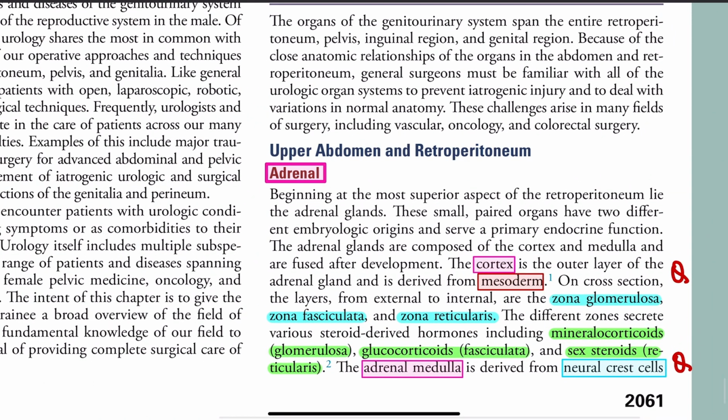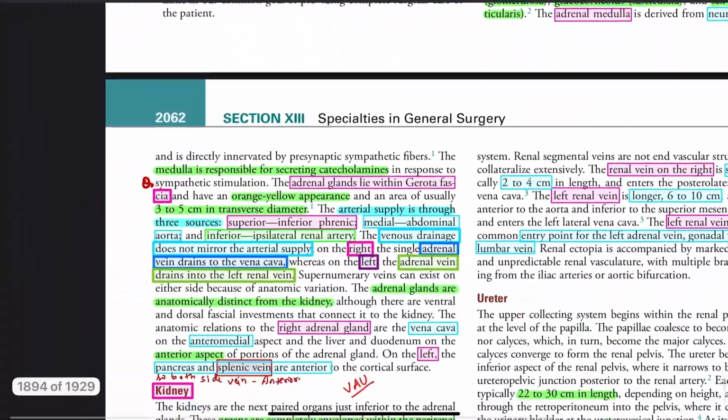So the cortex is derived from the mesoderm, and the adrenal medulla is derived from the neural crest. The layers of the cortex are GFR, that is glomerulosa, fasciculata and reticularis. It secretes mineralocorticoid from the glomerulosa, glucocorticoid from the fasciculata, and sex steroid from the reticularis. There is one mnemonic: the deeper you go inside, the sweeter it gets.